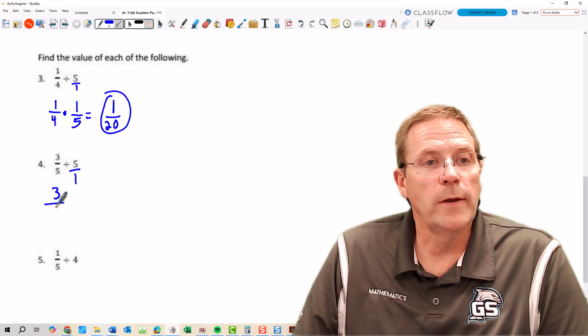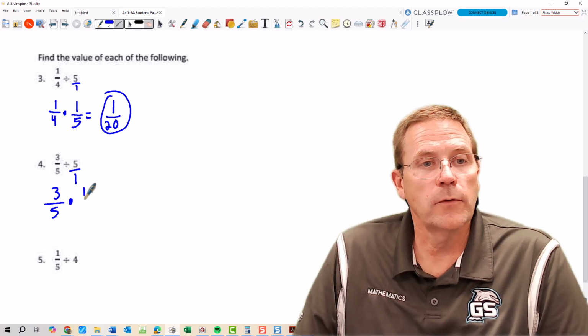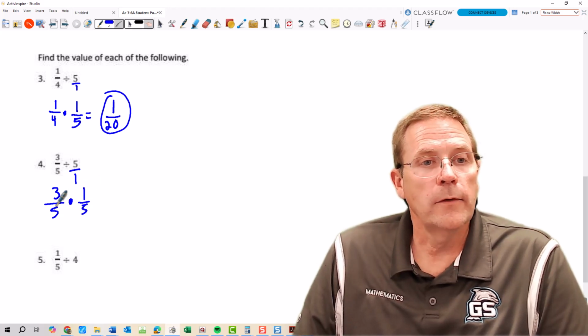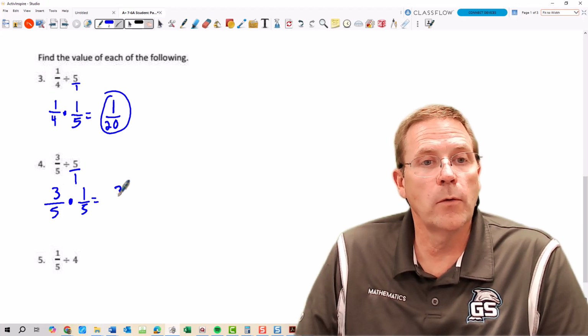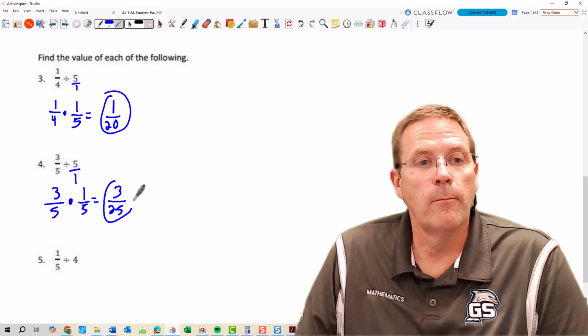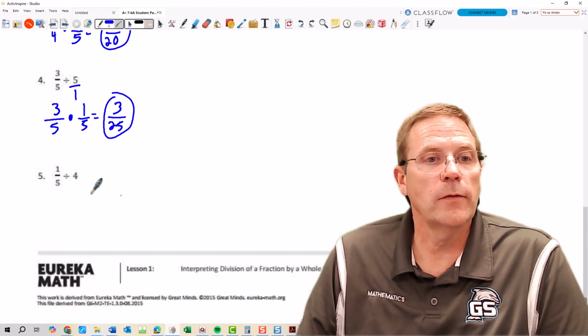Make this 5 into an improper fraction. You can do 3/5. Change division to multiplication. Take the reciprocal of the second number. Now this time we got something a little more exciting going on because we have a 3 times 1, which is 3. A 5 times 5 is 25. Boom. Done. How easy is that?